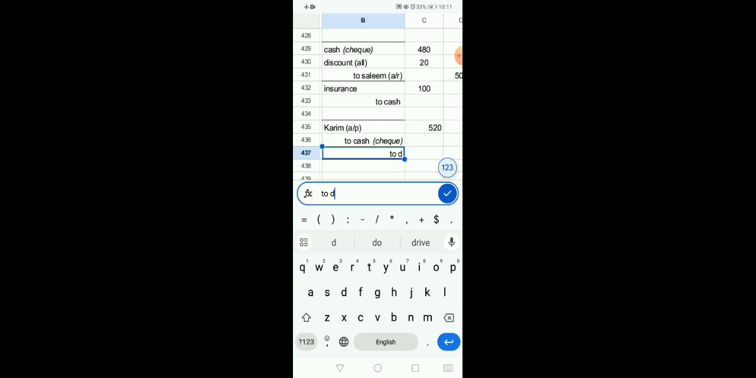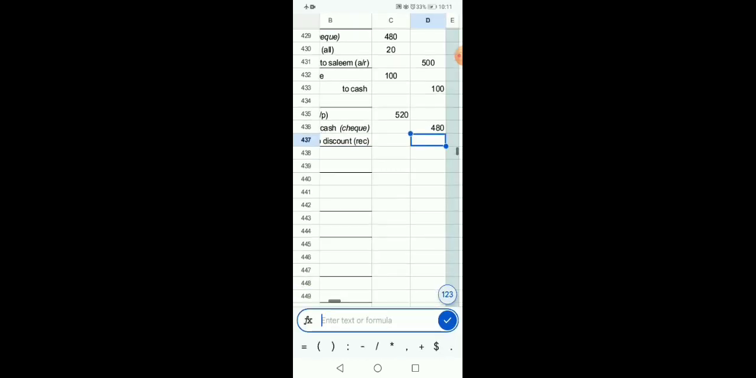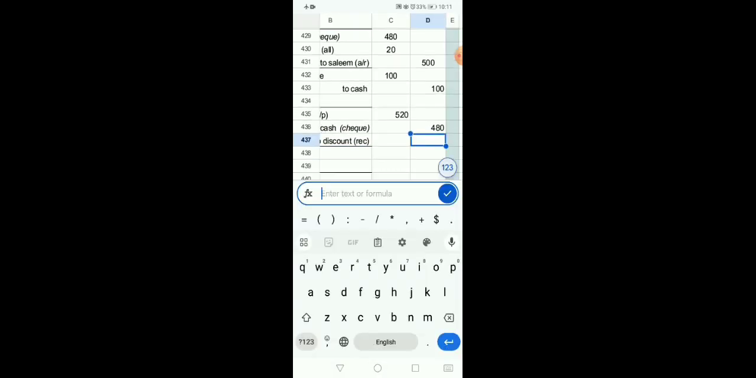So you will mention a discount which was given by your creditor. Since you are receiving it, you can just mention that it's discount received. Discount received is your income. Income should be mentioned on the credit side. That is why you have written discount on the credit side. But how would we calculate the discount? As usual, we will apply the simple accounting principle where the debit side is always equal to the credit side.